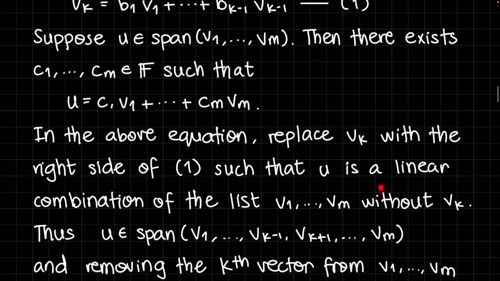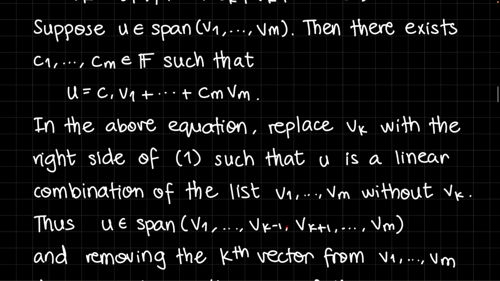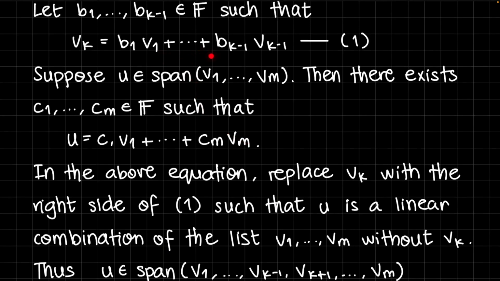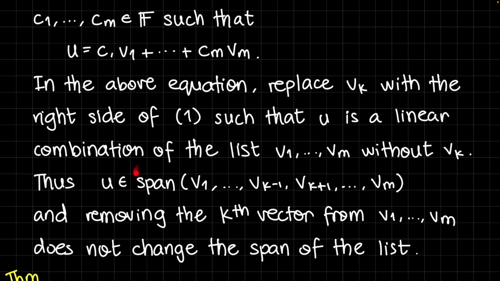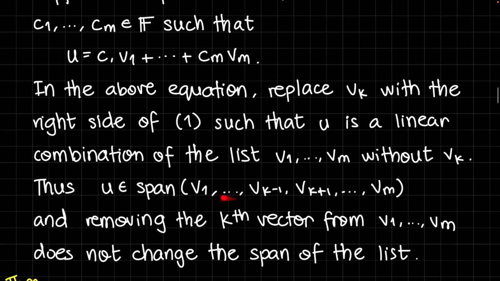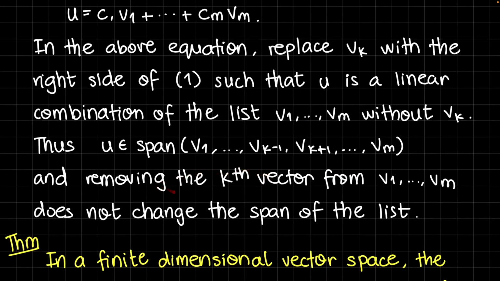So that means that u is a linear combination of the list v1 through vm, but with vk removed because vk has been substituted. So u therefore belongs to the span of v1 through vk minus 1, vk plus 1 through vm. So notice this is the list with vk removed. So u belongs to the span of v1 through vm of the original list, and u also belongs to the span of the list with vk removed. And removing the kth vector from v1 through vm does not change the span of the list, and this is what we had to prove.